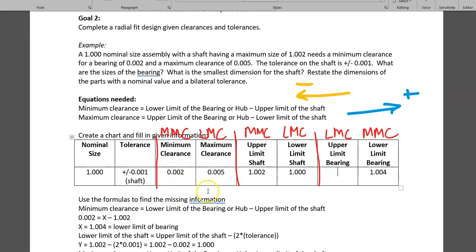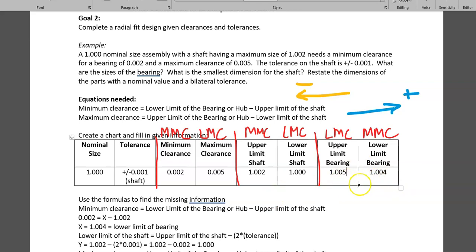What I'm going to do now is, again, take my upper limit bearing minus my lower limit shaft, which will give me my maximum clearance because I'm moving right to left. I'll be subtracting, but I need to move in the other direction, left to right, so I'm going to add the numbers. So I have 0.005 plus my 1.000, and that'll give me 1.005. And then my chart will be completely filled in.